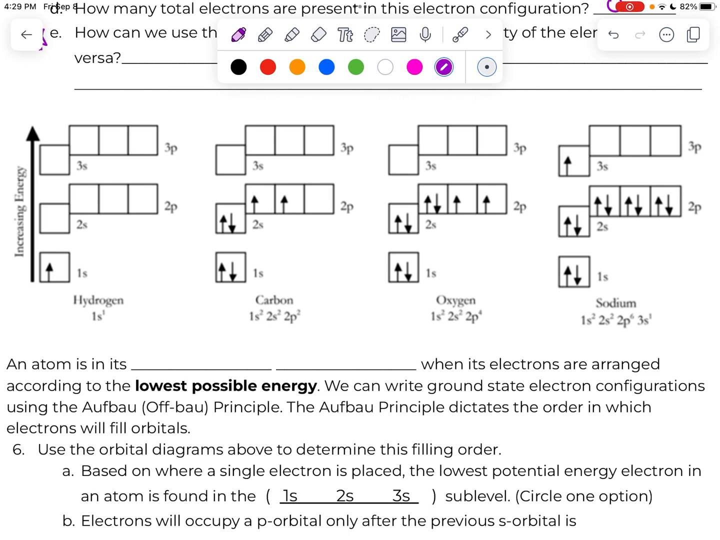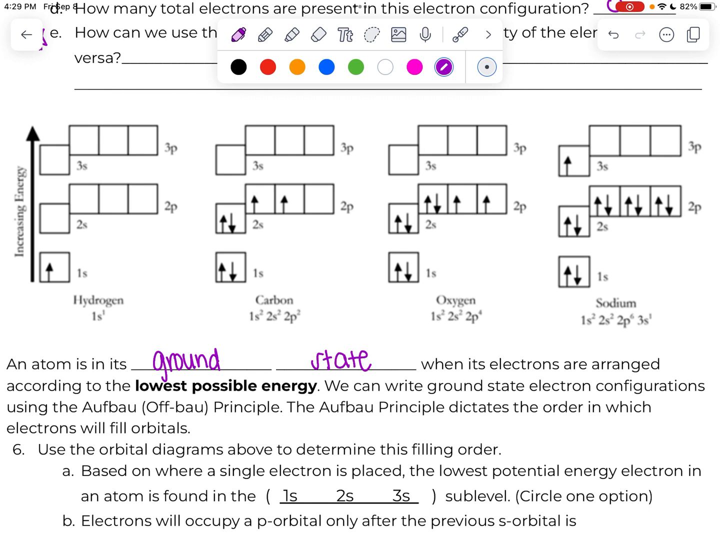So these are all ground state orbital diagrams for 4 different elements. When we're referring to ground state, what are we actually referring to? It's referring to when our atom has its electrons arranged in the lowest possible energy state. That is in its ground state. So how can we decide how we're going to organize these electrons in this diagram, and how can we write these electron configurations for these different atoms?